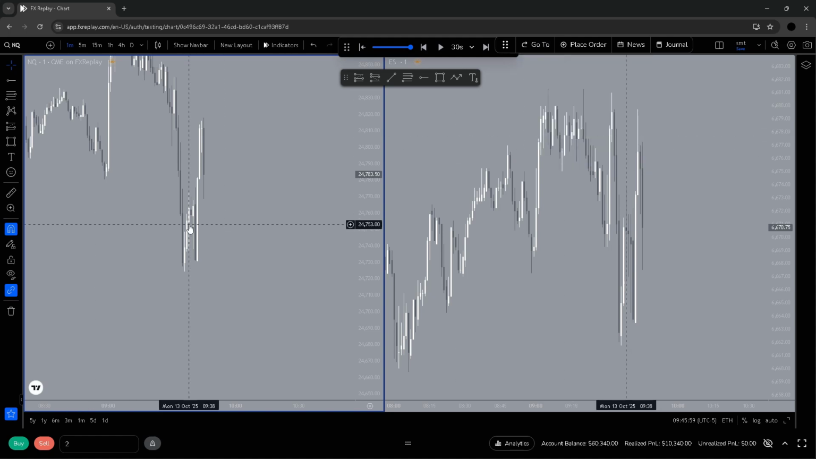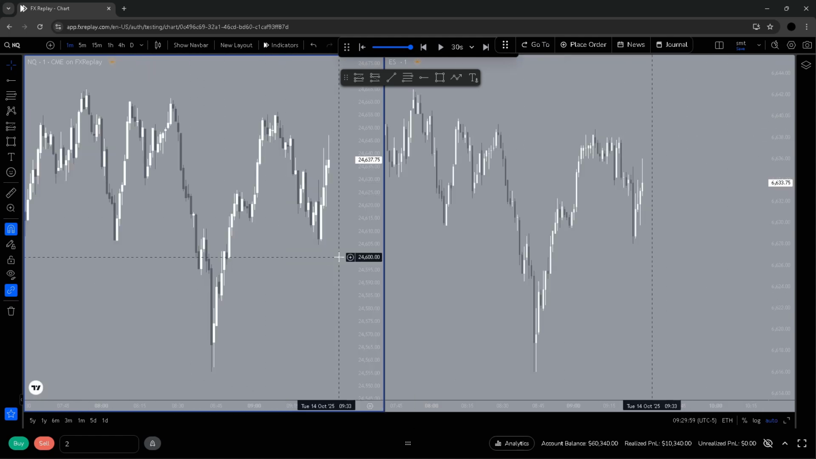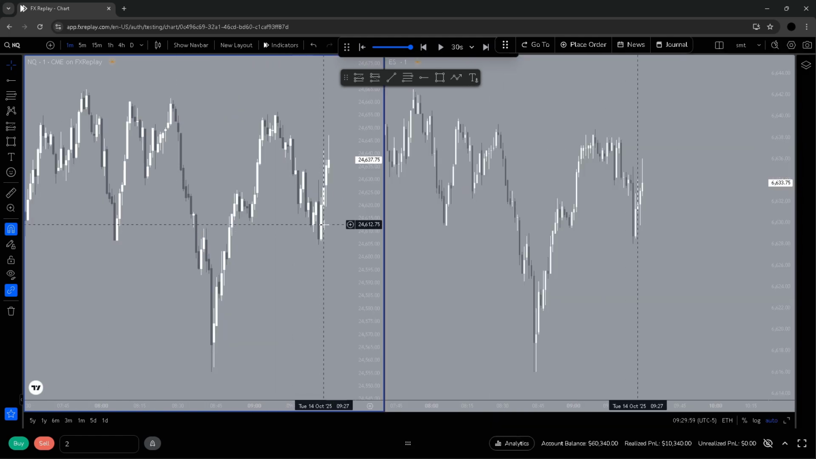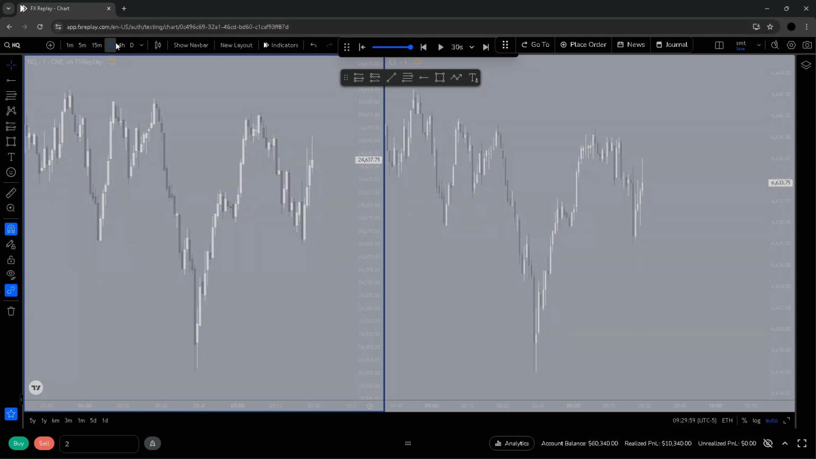So we'll do one more day and then I'll wrap it up. So we're on the 14th, so do we have any news? So we've got Powell speaking. So to be honest, I'd rather skip this day, but I will see how it reacts just to put it in the backtesting session. So let's start on the higher time frame.